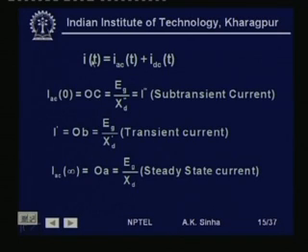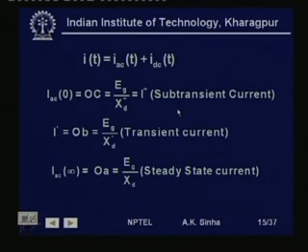I(t) is going to be equal to I_ac(t) plus I_dc(t), that is the AC current plus the DC offset current, and this current at time t equal to 0 is I_ac at t equal to 0, which is equal to Oc, which we said is I double dash, or the subtransient current, E_g by x_d double dash. I dash, which is equal to Ob, that is the transient current, is equal to E_g by x_d dash, and I_ac infinity, equal to Oa, which is equal to E_g by x_d.